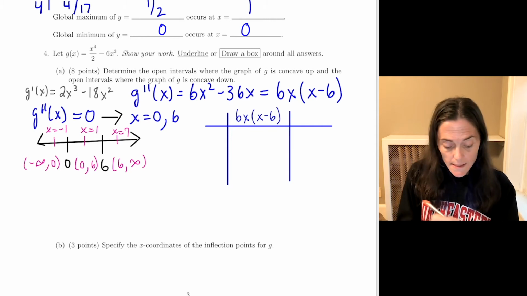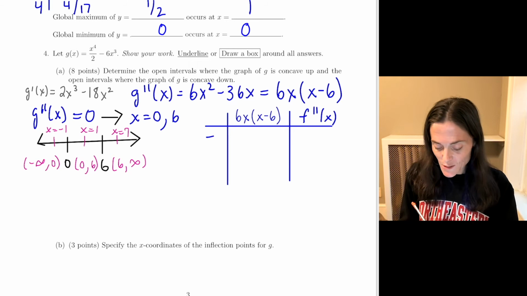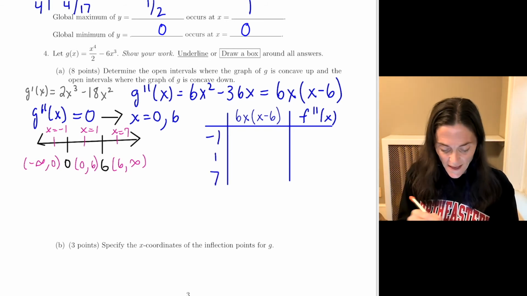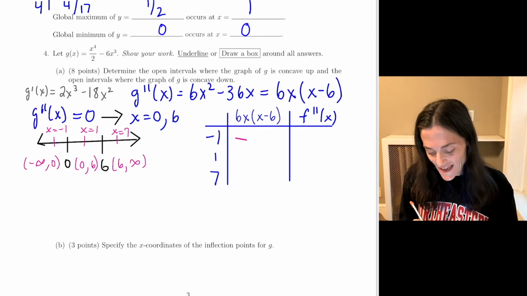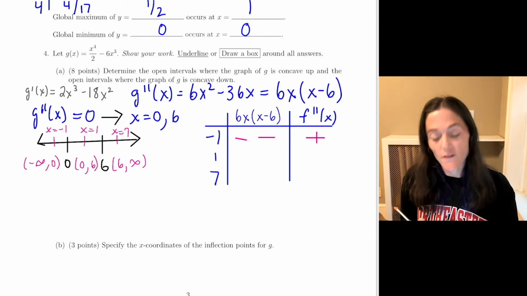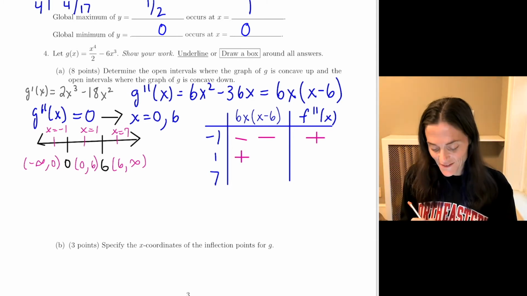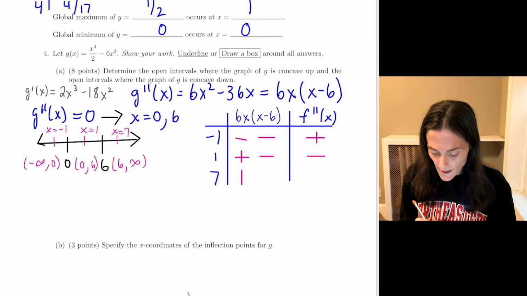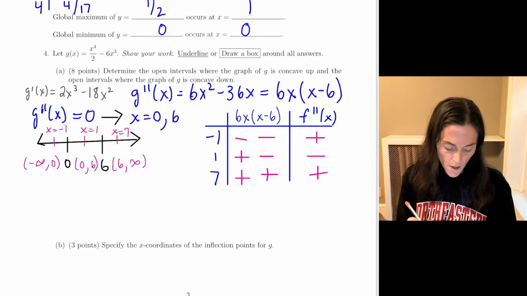And this will give me the sign of the second derivative. I'm using -1, 1, and 7. At -1, 6x is negative, x minus 6 is negative, second derivative positive. At 1, 6x is positive, x minus 6 is negative, second derivative negative. Finally, at 7, 6x is positive, x minus 6 is positive, second derivative positive.